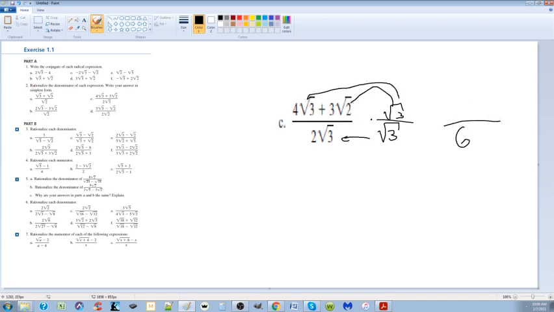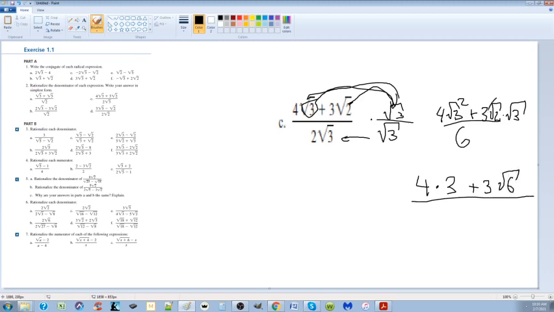Well, this is going to multiply out through these. Now notice here, it will get rid of it. It'll be 4 square root of 3 squared plus 3 times the square root of 2 times the square root of 3, like that. What's square root 3 squared? It's 3. So it's going to be 4 times 3 plus 3 square root of 6, which is square root of 2 times square root of 3, all over 6. What's 4 times 3? It's 12 plus 3 square root of 6.